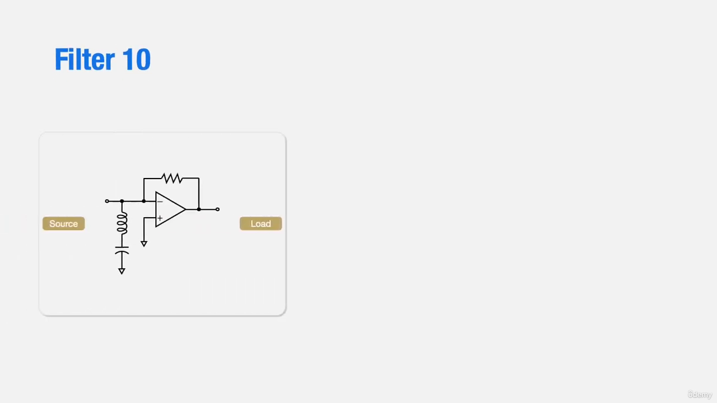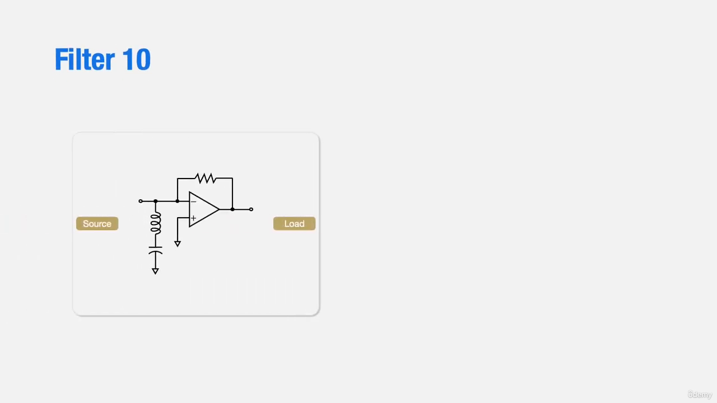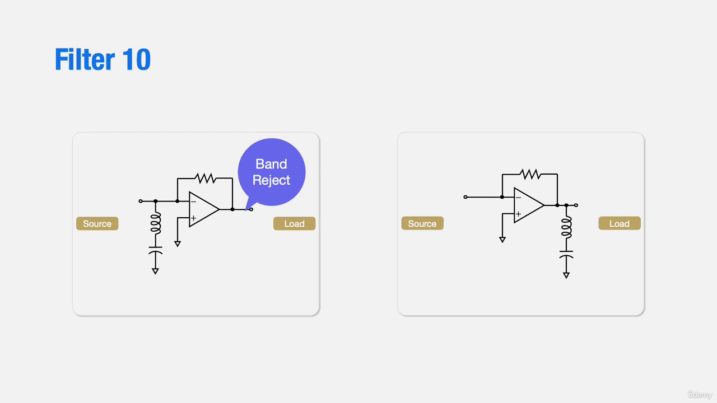Suppose we add a series LC to the amplifier's input, as well as shunt it to ground. What type of filter does this circuit represent? This circuit functions as a band reject filter, since the path acts as a short to ground at its resonant frequency. What type of filter does the circuit on the right represent? This circuit functions as a band reject filter, since this path in the output behaves like a short circuit to ground at its resonant frequency.